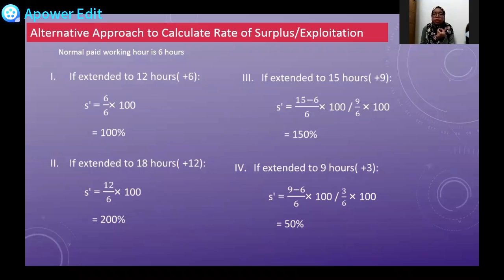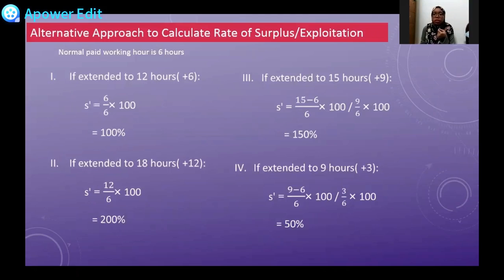Next, an alternative approach to calculate the rate of surplus value or rate of exploitation. The normal paid working hours is 6 hours. First is extend to 12 hours, which is plus 6. We can calculate by 6 over 6 times 100, so we can get 100% rate of exploitation. Second is extend to 18 hours, which is plus 12. We can calculate by 12 over 6 times 100, so we can get 200% of the rate of exploitation.